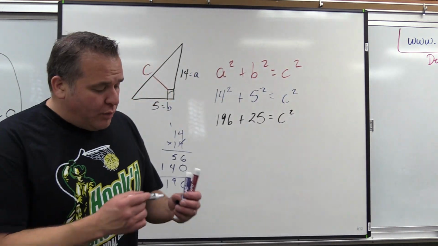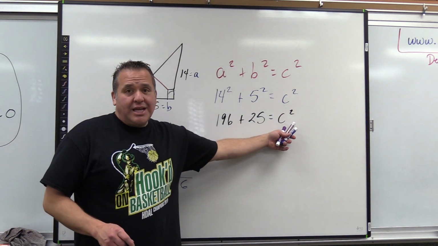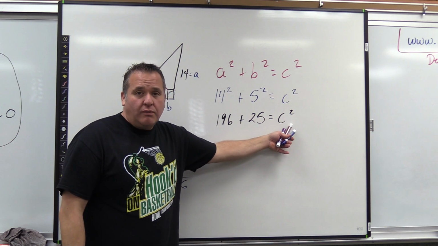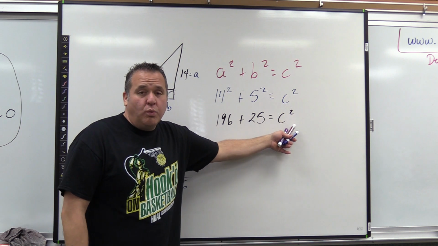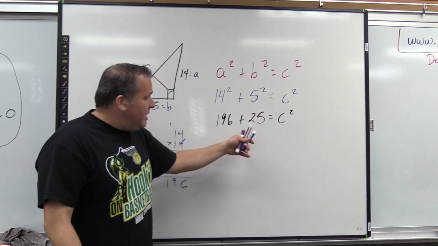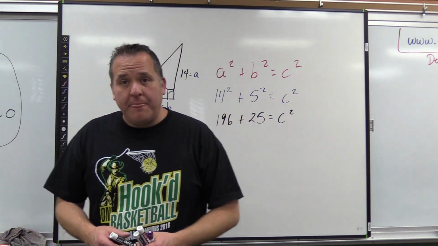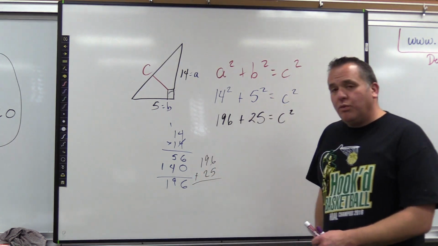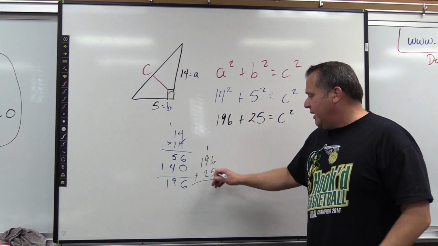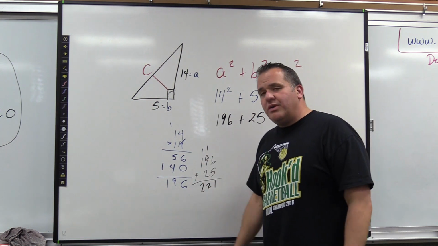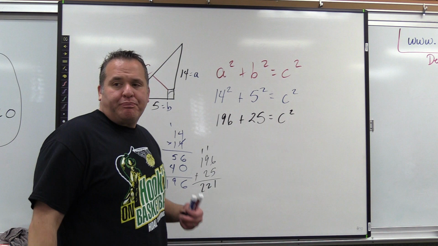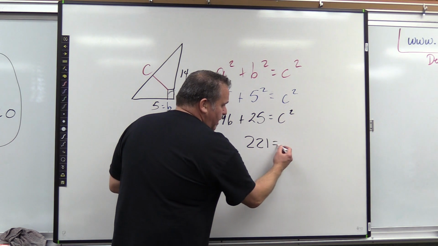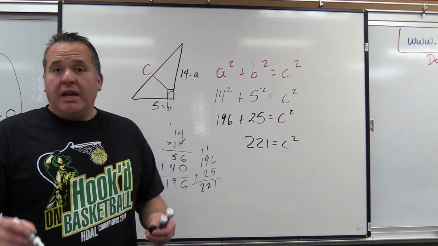Now here, are we going to add any opposites to the other side? No, we're not, because the c squared is already by itself on one side of the equation. That's what you want. So what you're going to need to do is add 196 plus 25. When you add 196 plus 25, I get 221. Now I'm going to write this right here: 221 equals c squared.